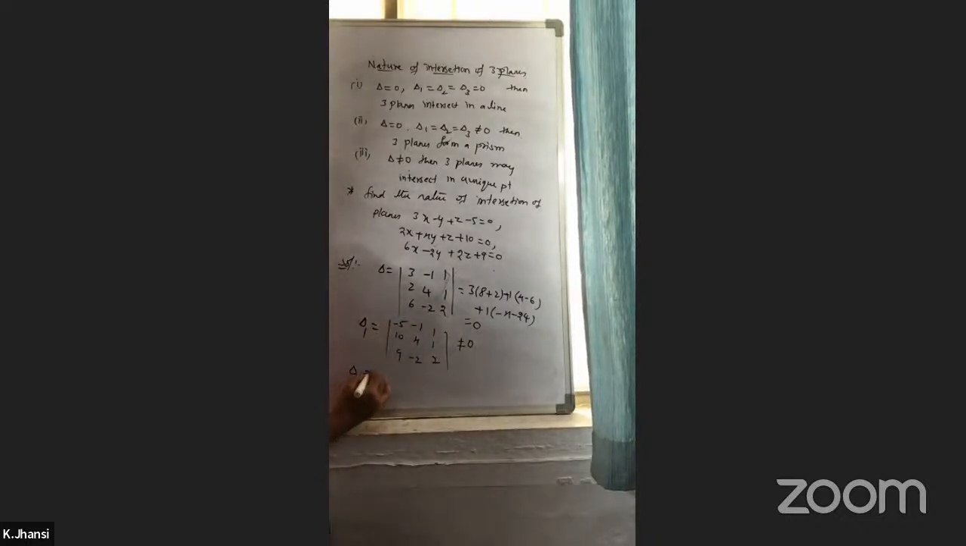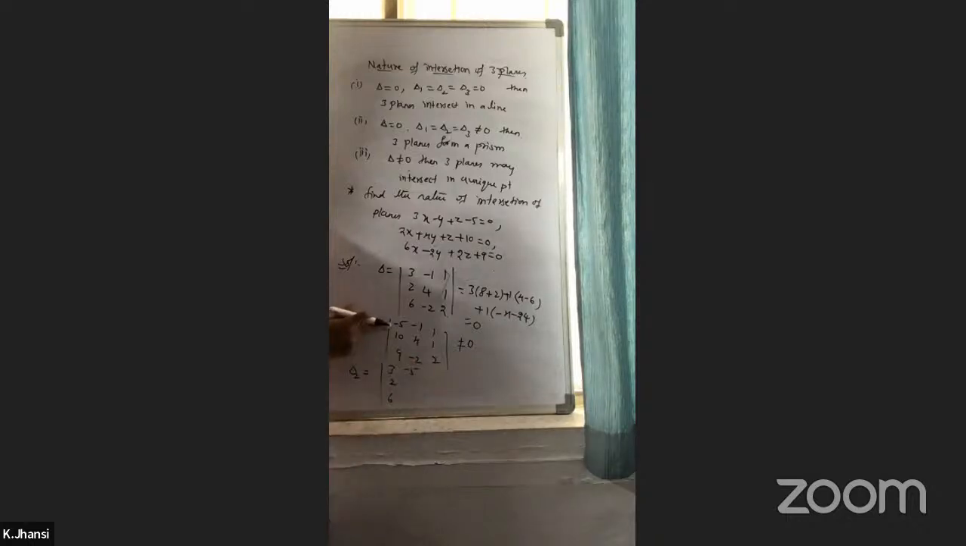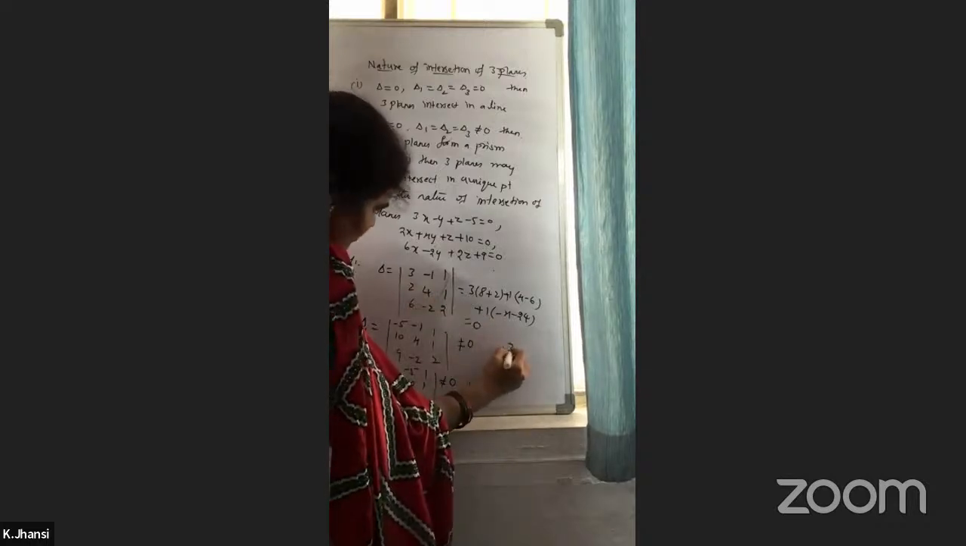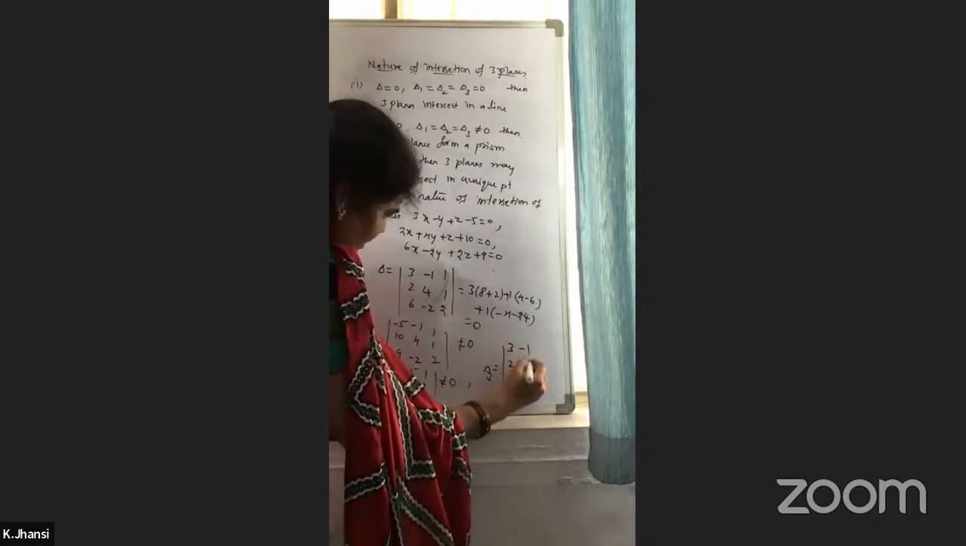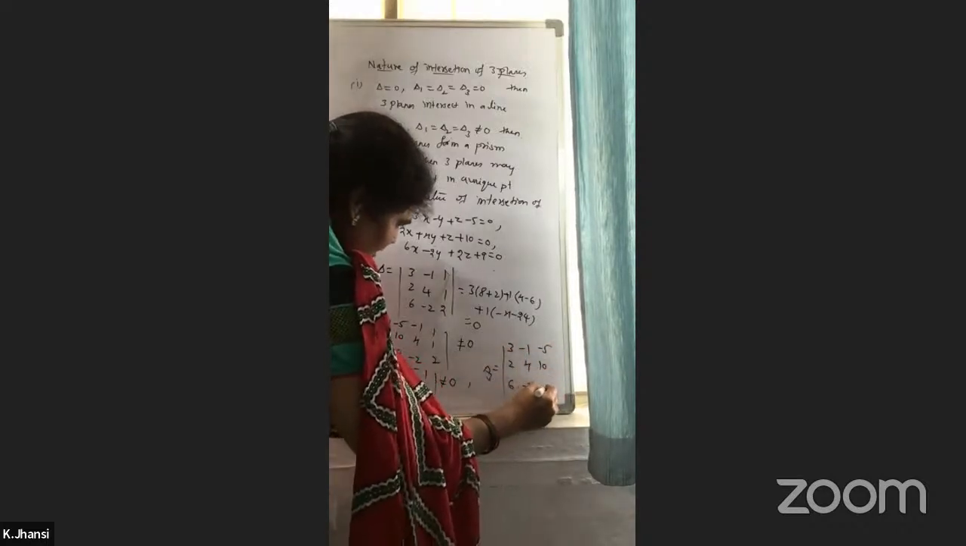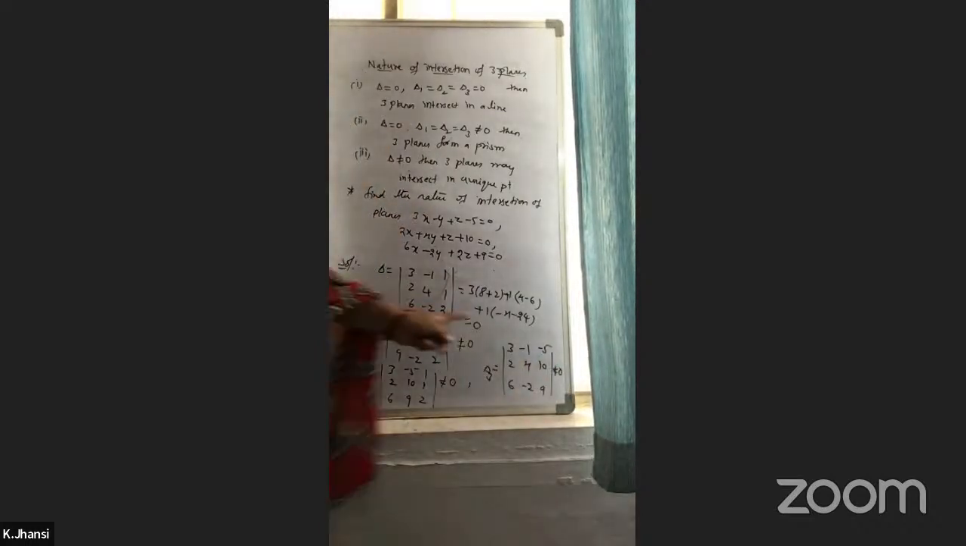You solve this. Lambda 2 is equal to 3, 2, 6, with the constant values written in the second column, then 1, 1, 2. This also you will get as not equal to 0. And lambda 3 is 3, 2, 6, minus 1, 4, minus 2, and here minus 5, 10, 9. This also, if you simplify, you will get as not equal to 0.